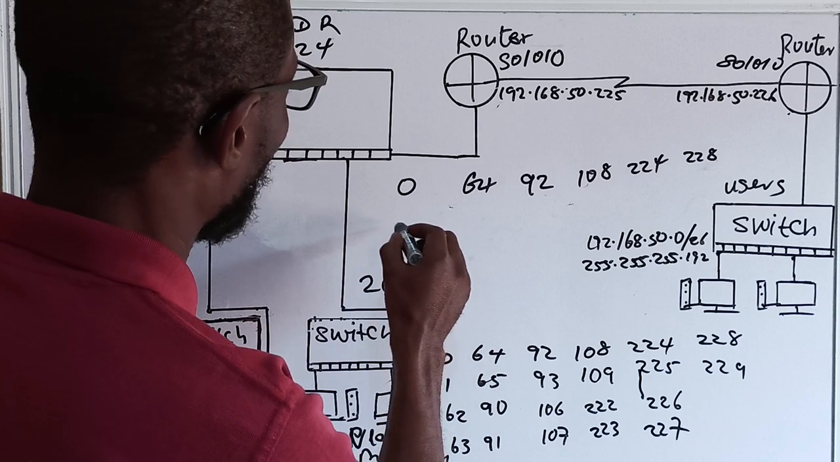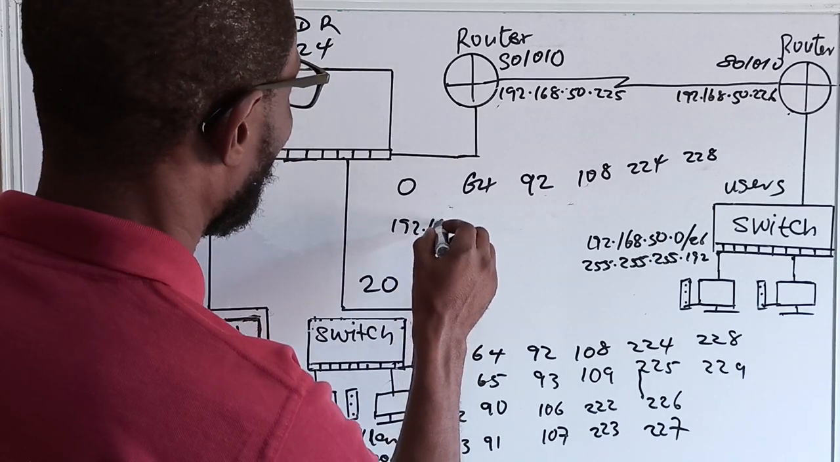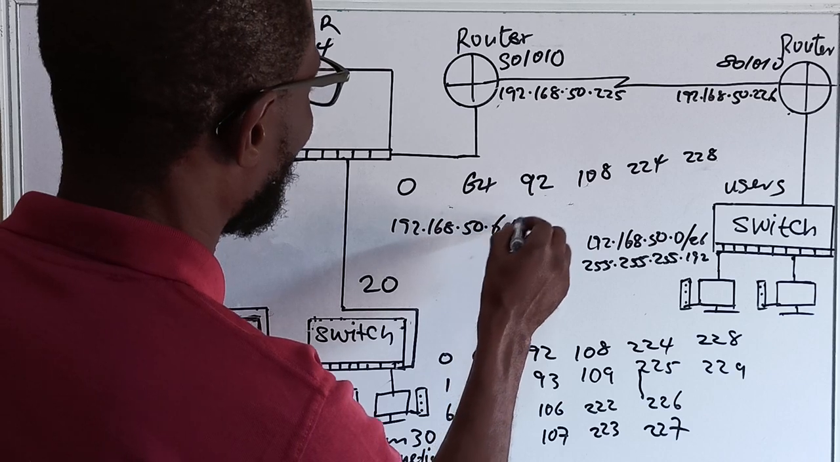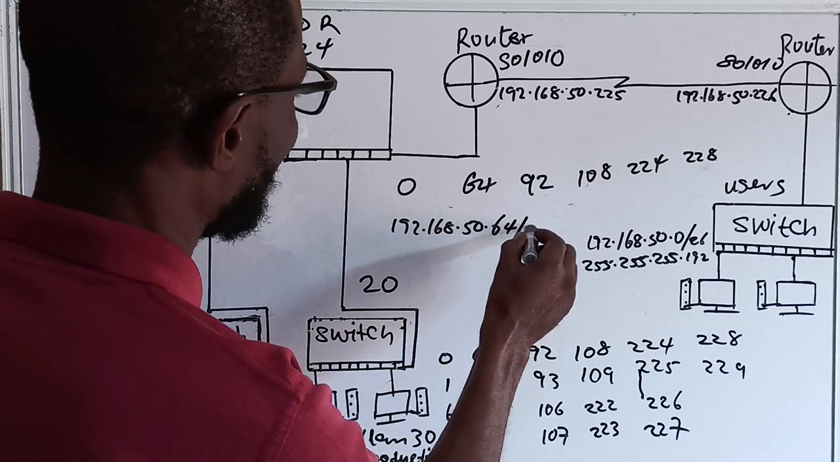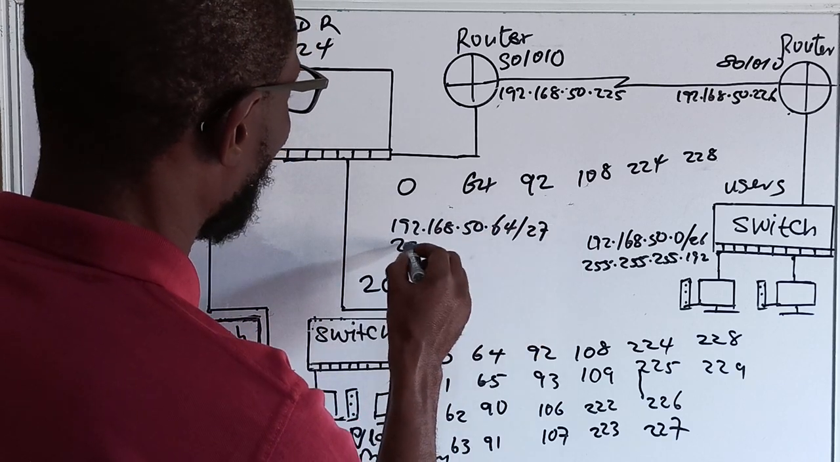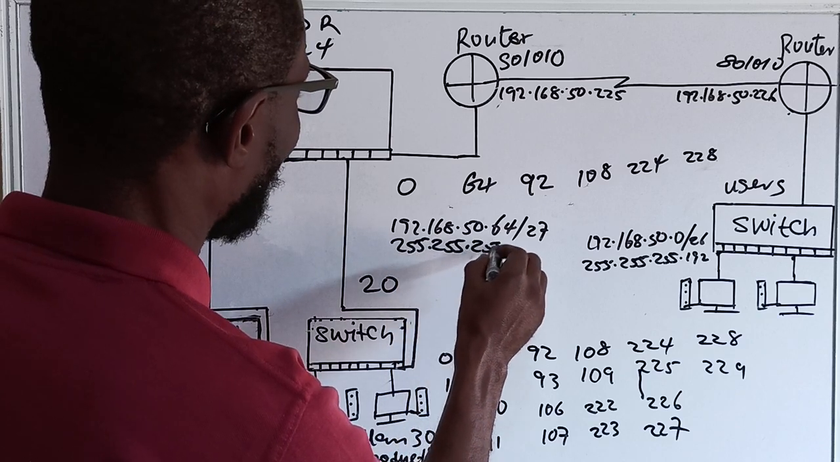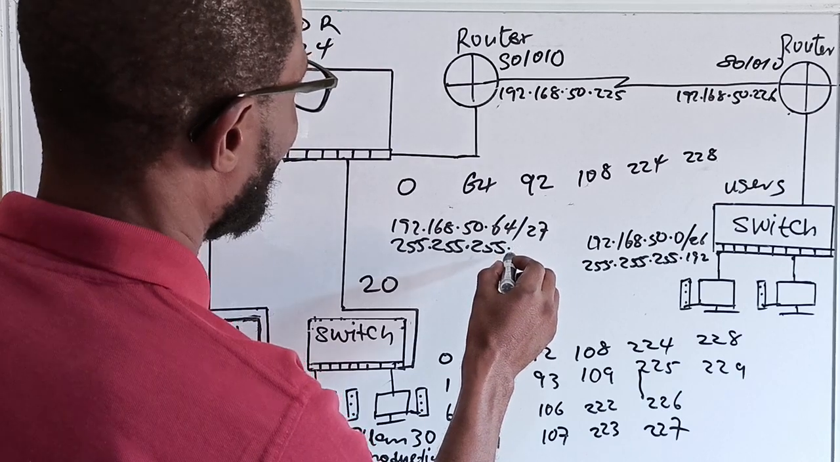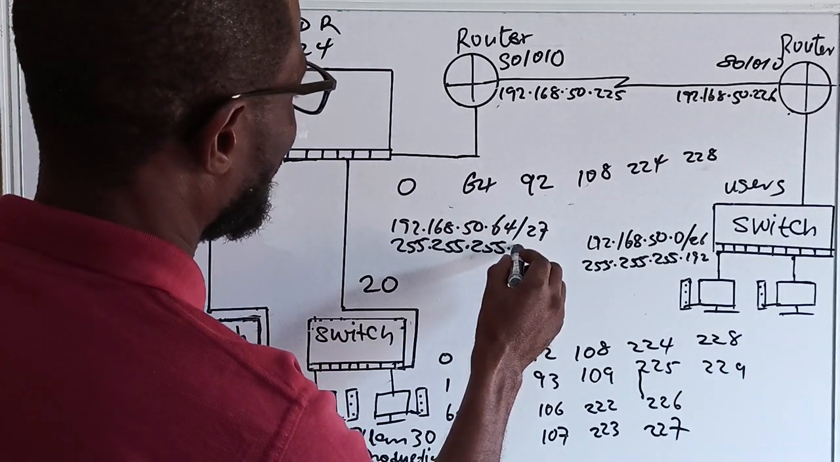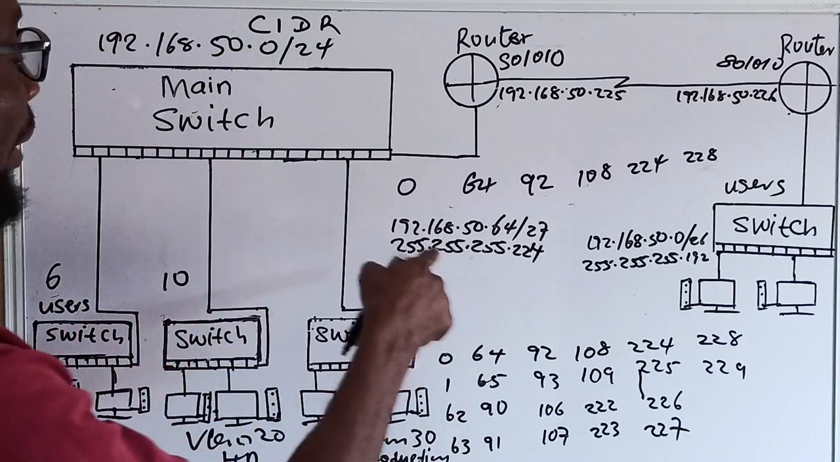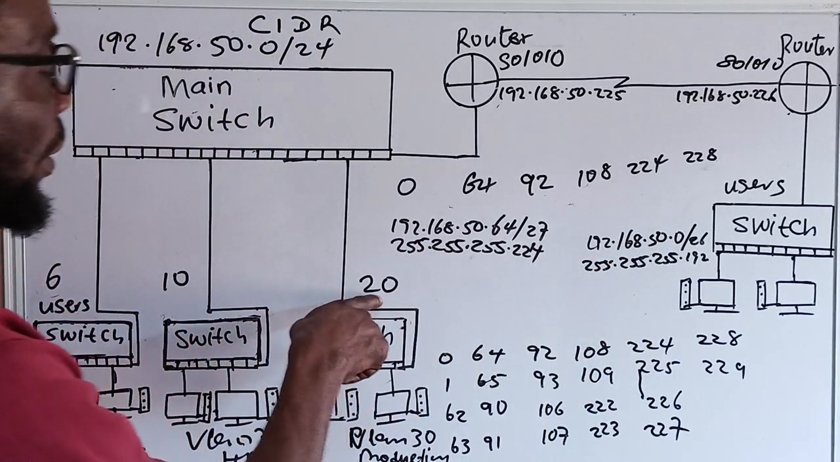Now these 20 users are on this network: 192.168.50.64 with a /27 notation, where the subnet mask is 255.255.255.224. That is for the 30 users here.